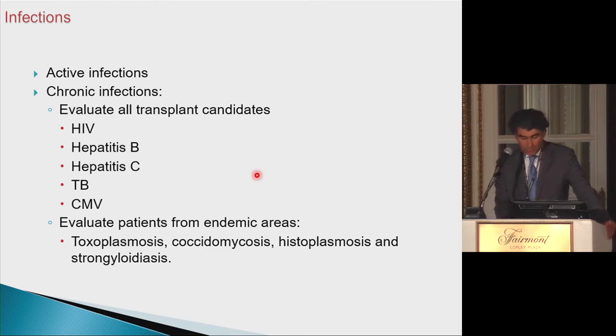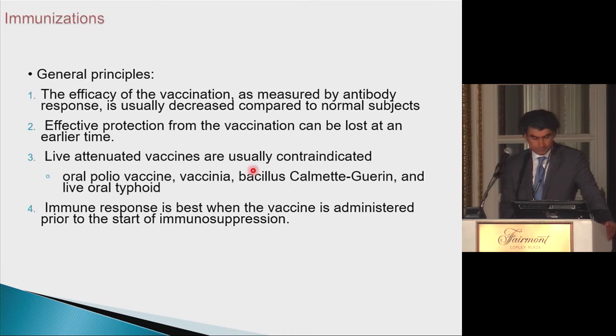Those are the chronic infections that we look for, but again, as I said before, those are not absolute contraindications for transplant, but we need to do some extensive workup before we activate them on the list. HIV, Hep B, Hep C, TB, and CMV. And we only do those more extensive tests if the patients are from endemic areas.